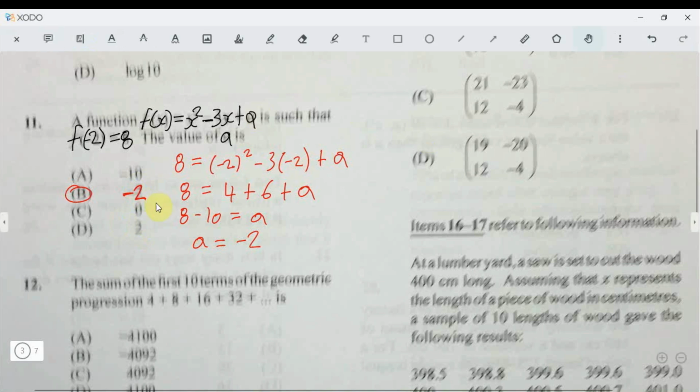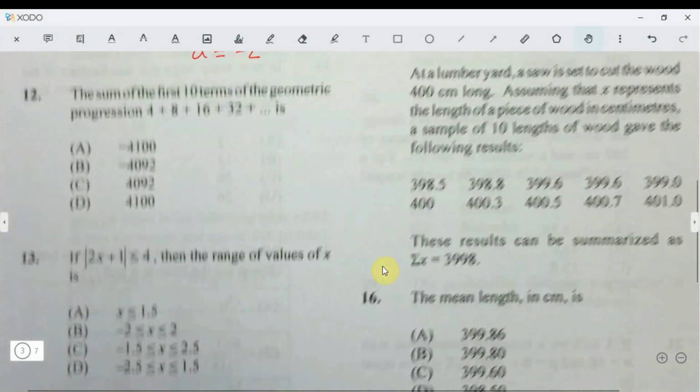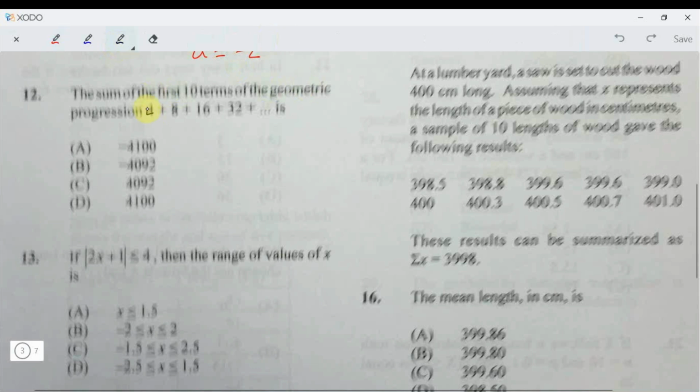Nice. Alright, now question 12. Question 12 says the sum of the first 10 terms of the geometric progression, and the geometric progression they have here is 4 plus 8 plus 16 plus 32 plus, and it continues. First thing is they give us the first term. The first term is 4. Now the common ratio is the second term divided by the first term. So it's 8 over 4, sorry, 8 over 4 is 2.